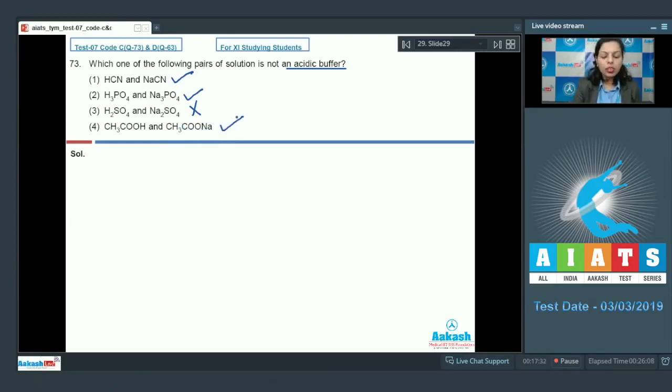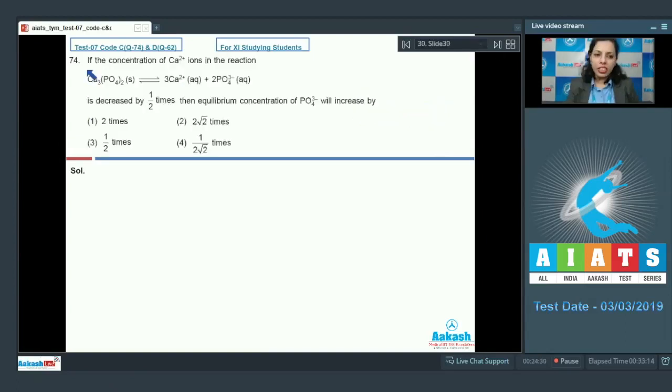That's why this is also an acidic buffer. So the one mixture which is not an acidic buffer is given here in option 3. So just choose option 3 as your correct answer. After that, question number 74.